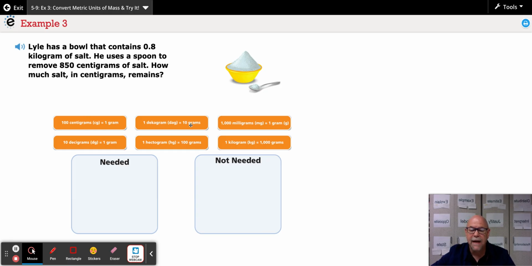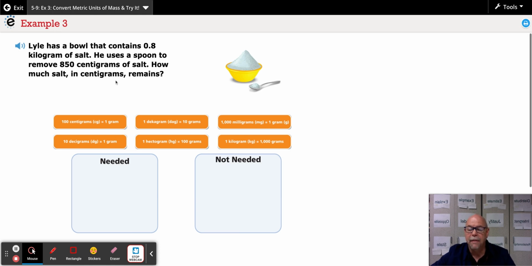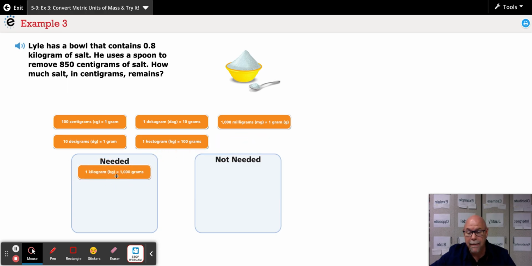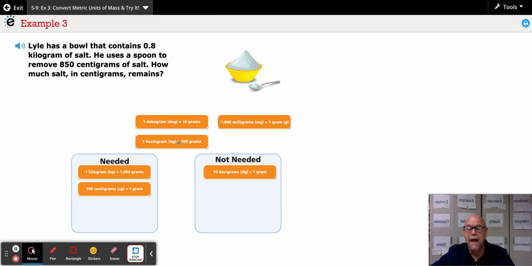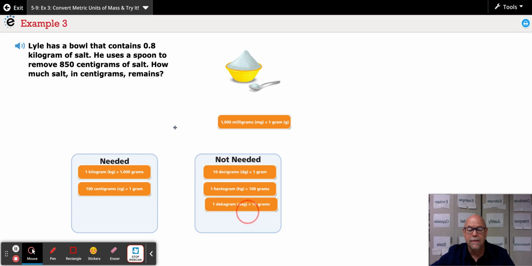Centi to gram, deca, no. Milli, no. Deci, no. Hecto, no. Kilogram to grams, no. So there's nothing that goes directly from kilograms to centigrams, right? But I could go from kilograms to grams, and then from grams to centigrams, so that I could get from kilograms to centigrams. So I could use these two conversions, and I would not need these ones.